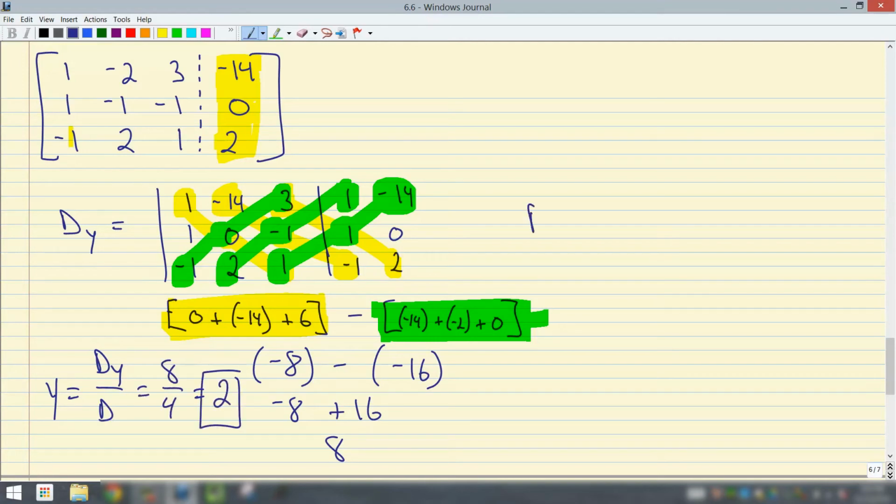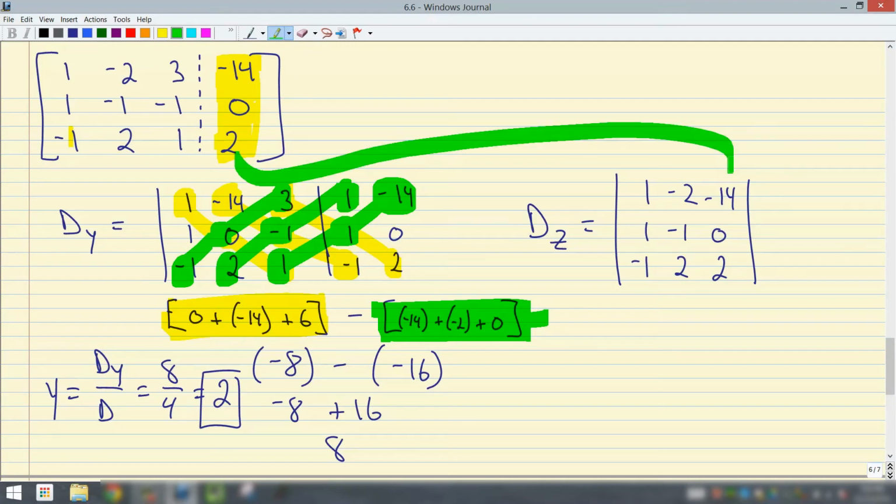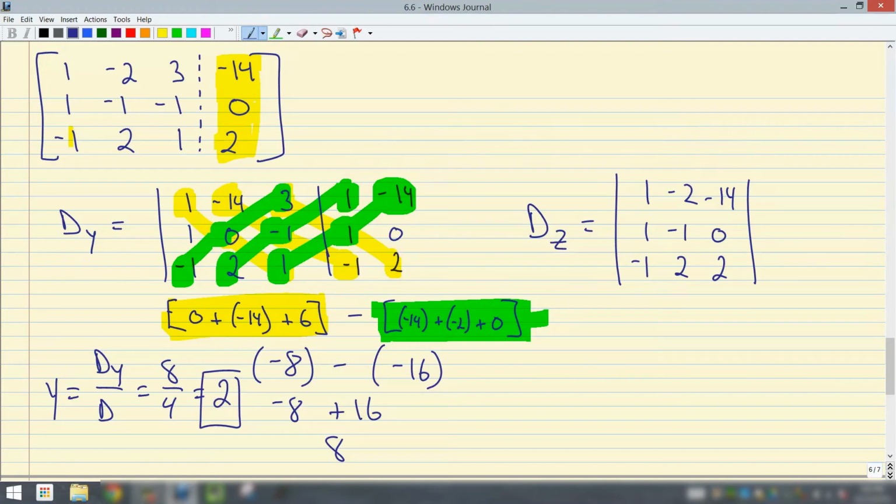D sub z. So the matrix will look like this. 1, 1, negative 1, negative 2, negative 1, 2, negative 14, 0, 2. Again, we're replacing the z column with the constant column. Find the determinant, so we're going to use this trick. 1, 1, negative 1, negative 2, negative 1, 2.